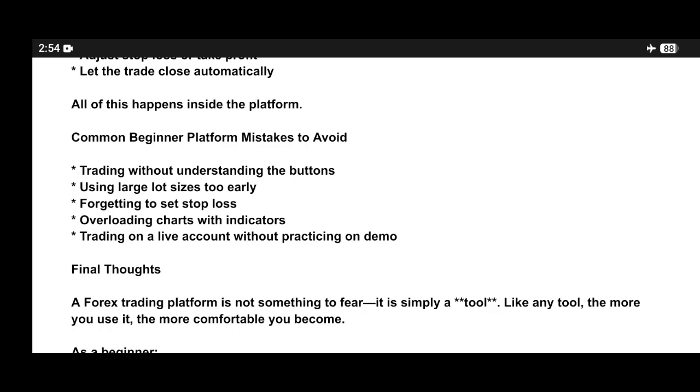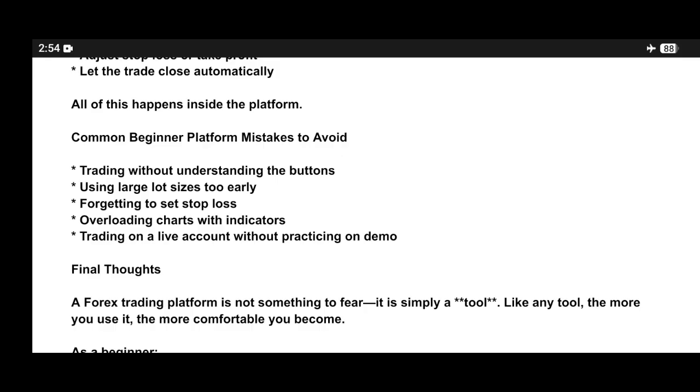Now, common beginner platform mistakes to avoid. Number 1, trading without understanding the buttons. Using large lot size too early. Forgetting to set stop loss. Overloading charts with indicators. And trading on a live account without practicing on demo.